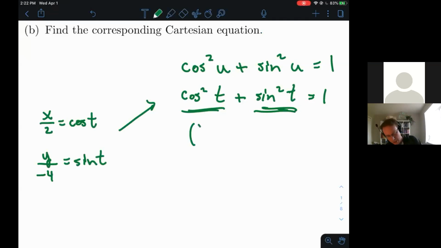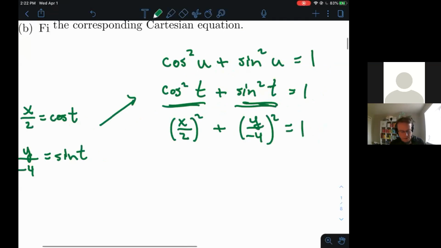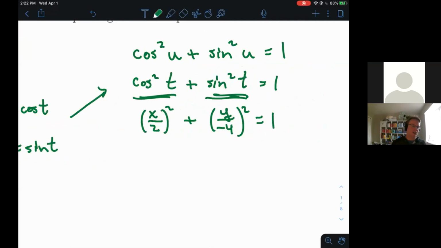So this is going to be x divided by 2 quantity squared plus y divided by -4 quantity squared is equal to 1. If you were to take one line to simplify and distribute that squaring that's happening everywhere, we'd have x squared divided by 4 plus y squared divided by 16 is equal to 1. And this is a fine place to stop, right?